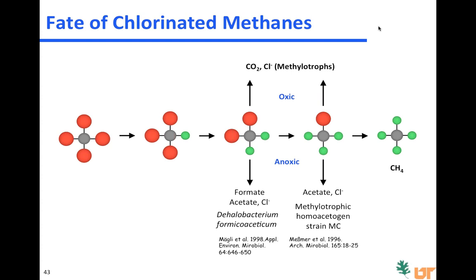class of compounds of interest are chlorinated methanes. And so illustrated here, carbon tet, chloroform, dichloromethane, chloromethane, and then methane. I'm not implying that this pathway works like this, but just an analogy to the chlorinated ethenes. So we know that DCM and chloromethane are easily degraded under oxic conditions, but we don't really know much about the anoxic degradation.